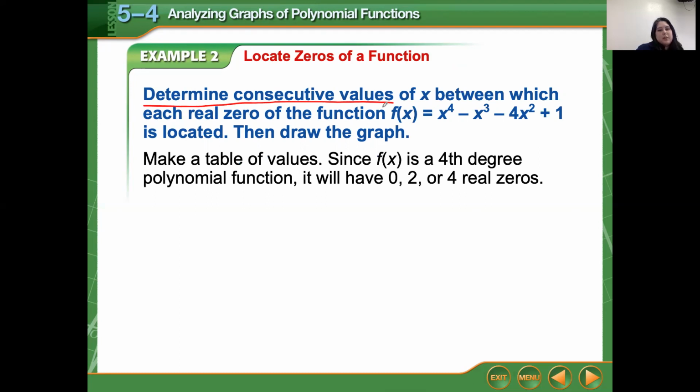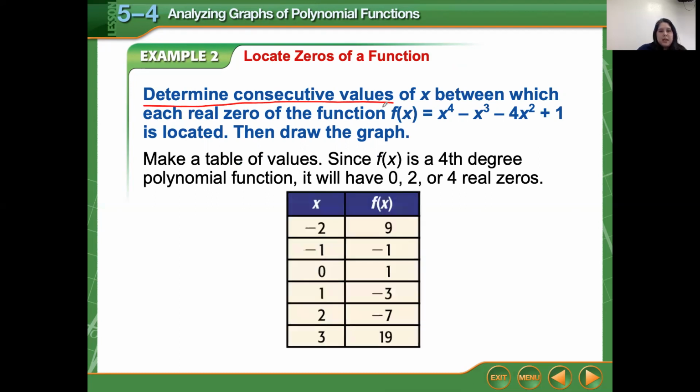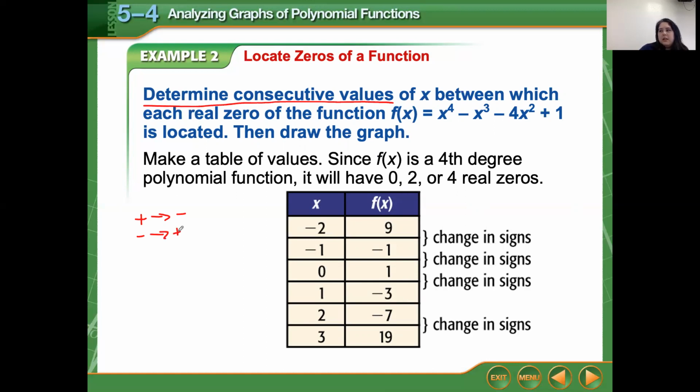So we can make a table of values. And if we look at it, we're going to look for the change of signs. So we're going to look here in the f of x column and see when it goes from positive to negative or negative to positive. So we can see we change signs here and then we do it again and again and then again at 2 and 3.